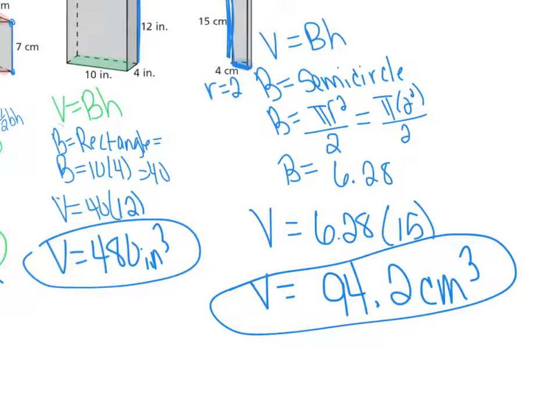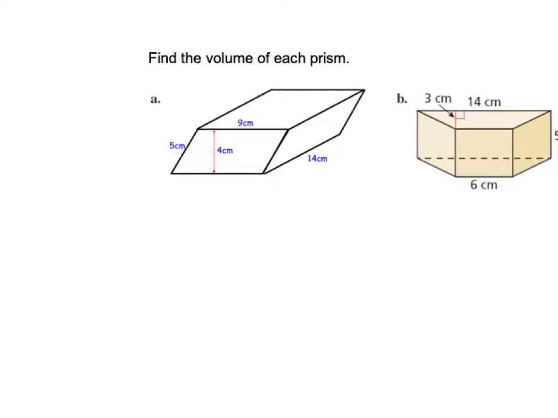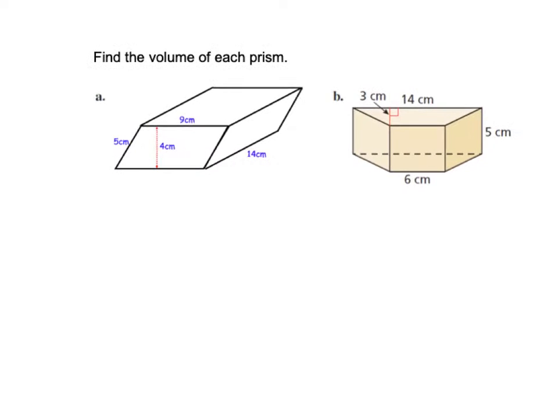Okay, they do get a little bit more difficult, some of them. Some of these might seem pretty simple. Okay, so now we have a couple more prisms. A looks like it's going to be a prism that has a parallelogram for bases, and B looks like the bases are going to be trapezoids. So we're just trying all kinds of different bases to figure out how to find the volume of these. So our volume is going to be area of the base times the height.